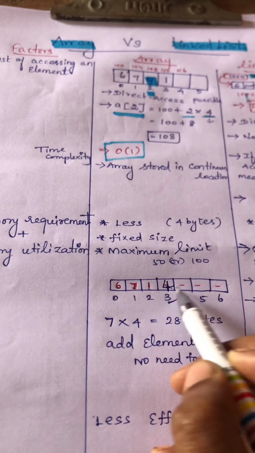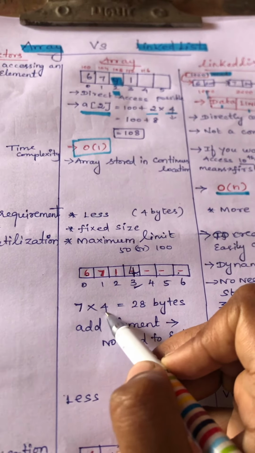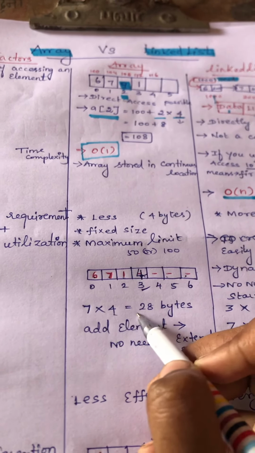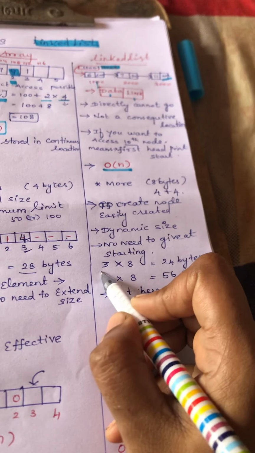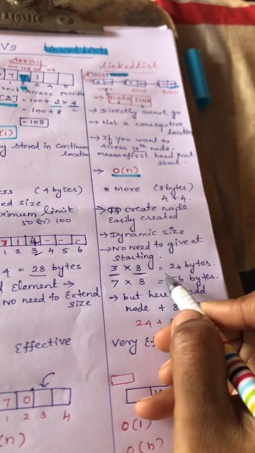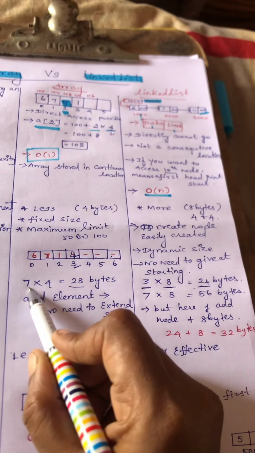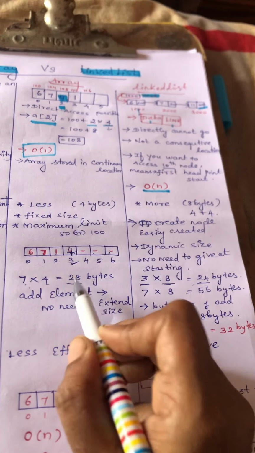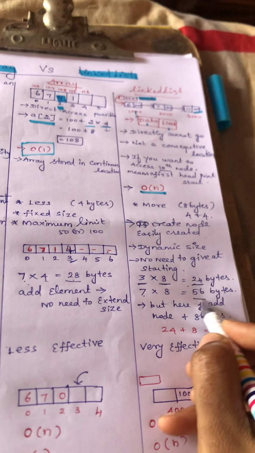Totally I allocated 7 elements. So 7 elements, each element occupies 4 bytes, totally 28 bytes. In the linked list I used 3 nodes. Each node occupies 8 bytes, so totally 24. Consider the same value, here 7 means 28 bytes. In the linked list, if I used 7 nodes, it occupies 56 bytes.